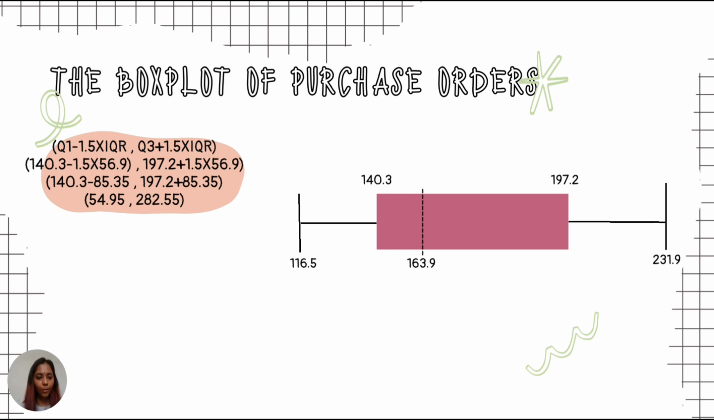197.2 plus 1.5 times 56.9. 140.3 minus 85.35, we will get the answer 54.95. For 197.2 plus 85.35, we will get the answer 282.55. So here 116.5 is the minimum value, and then 231.9 is the maximum value.